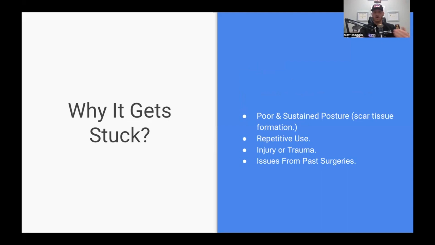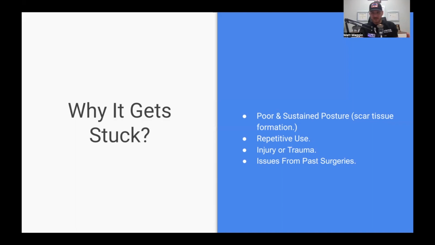Talked about it before: poor and sustained posture. That's when scar tissue and adhesion form. Maybe repetitive use, people doing something with their job, one-sided, doing it a lot more. Definitely an injury or trauma, and then possibly some issues from past surgeries. Maybe someone broke an arm, or they had some type of surgery up the chain into their shoulder and their neck as well. They can nick some of those nerves and cause some issues in there as well. But mostly I'm going to see it from poor and sustained posture and repetitive use. There will be some injury and trauma in there as well, but more likely it just comes out of nowhere. There's no real mechanism of injury and it starts to build up more and more.